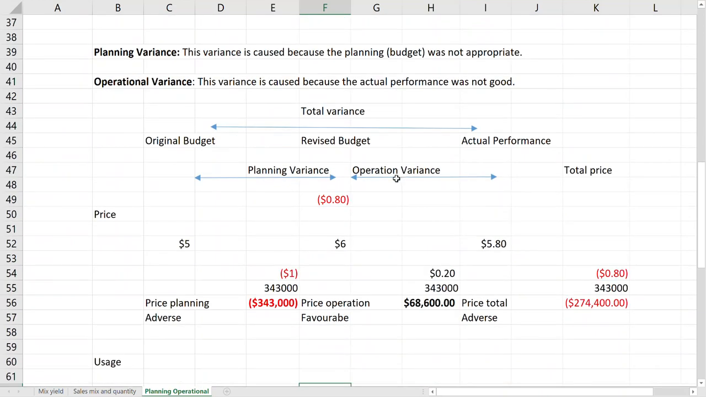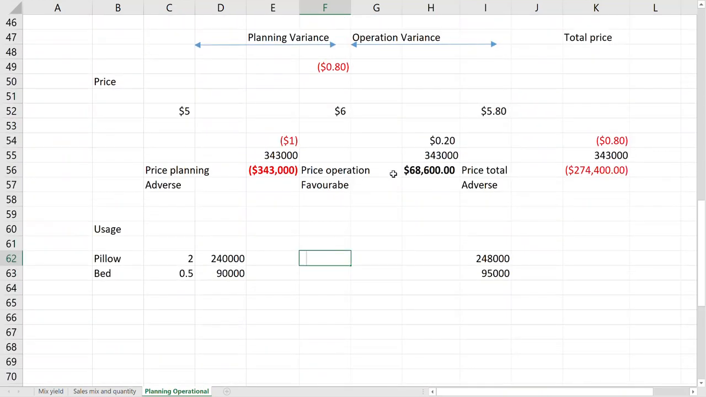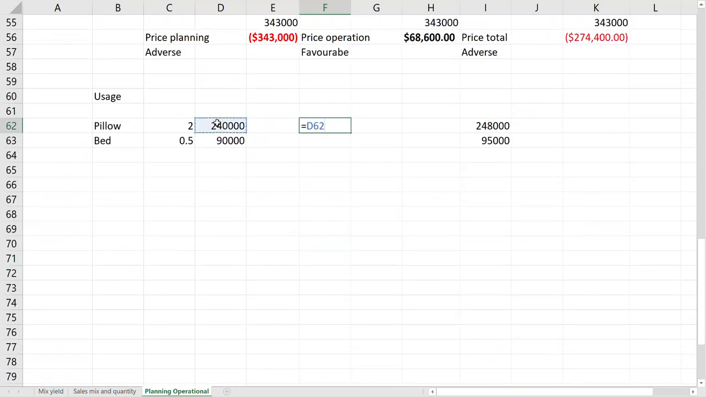Pillowcases. So now this is multiplied by 110%. 10% more will be used. And there will be no change to bed sheets, so I'll just multiply by 100%. Does it make sense? No change in the use of bed sheets, but there was a change in the use of pillowcases.